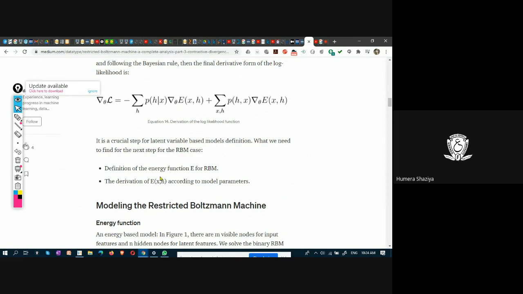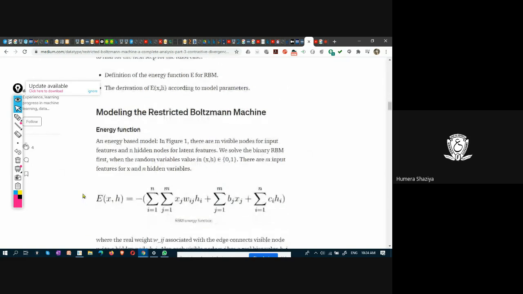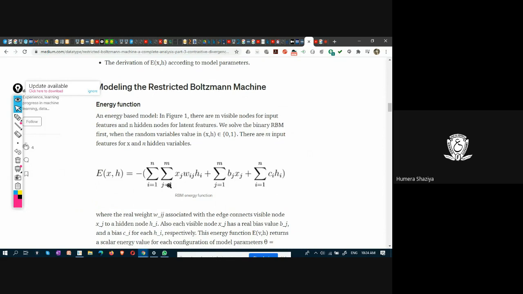Definition of the energy function is quite essential for RBM, and the derivation of E(x, h). For every possible input and hidden value, you have to compute the derivative and also define the energy function. And this is the energy function of the RBM, restricted Boltzmann machine. You see here, this is a sum over j equal to 1 to M, i equal to 1 to N. This is j input, i hidden nodes.